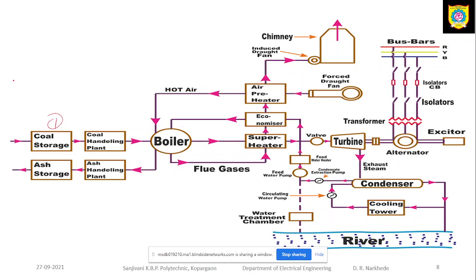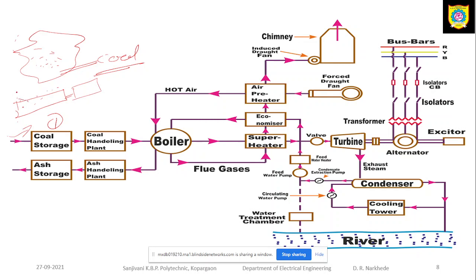Basically, there are coal mines somewhere. In the coal mine we dig inside the earth's surface and extract the coal. These coal mines are located in certain remote areas, so we need to transport the coal to the power generating station. Many times you have seen goods trains in which a lot of coal is transported from one location to another. This coal is transported from the coal mine to the power plant.